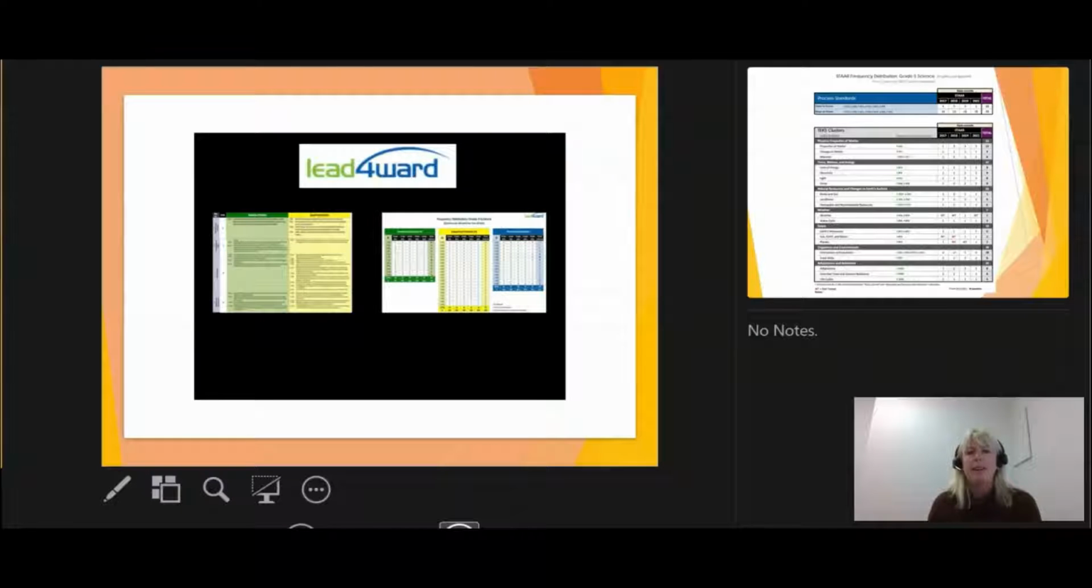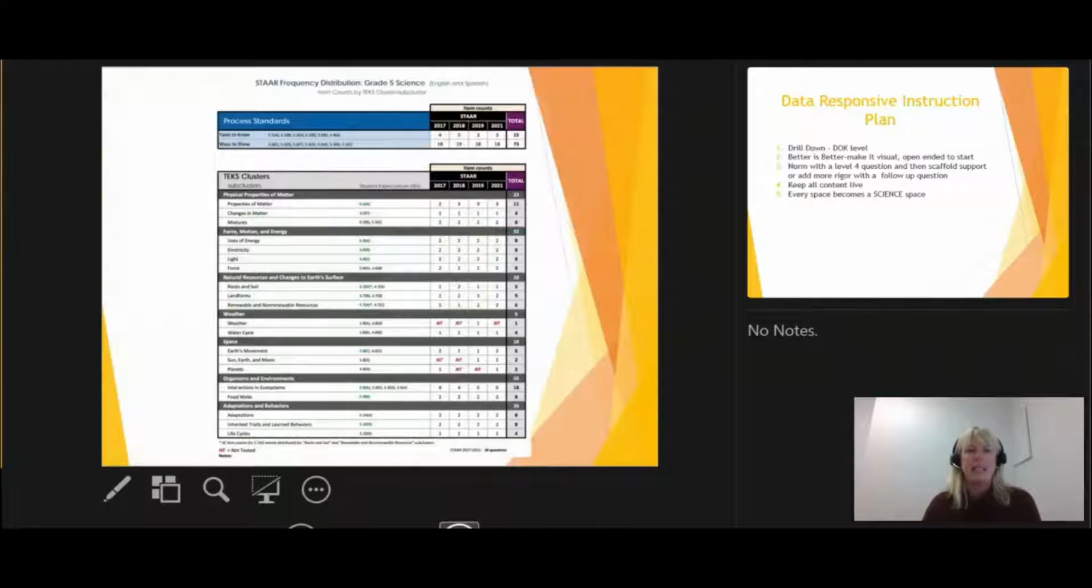Leadforward.com puts the readiness and supporting standards for every subject at every tested grade level in a very simplistic form. It breaks it down to readiness, supporting, and process. And then it also gives us this handy dandy document called the frequency distribution chart. Now, let's spend a little bit of time with this.